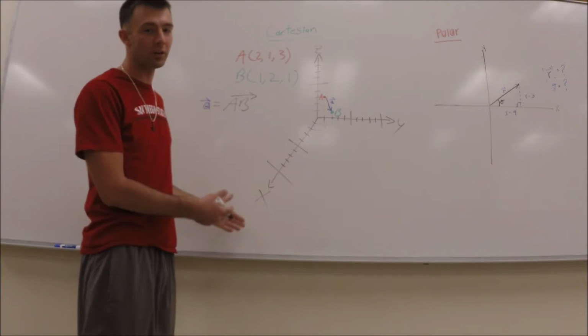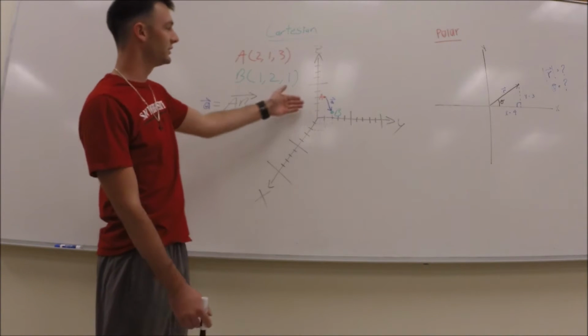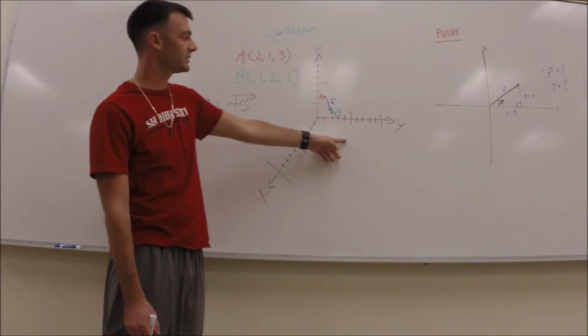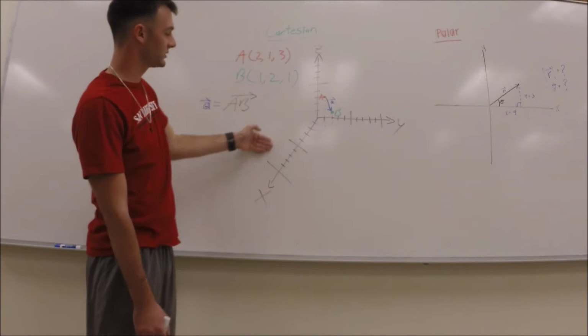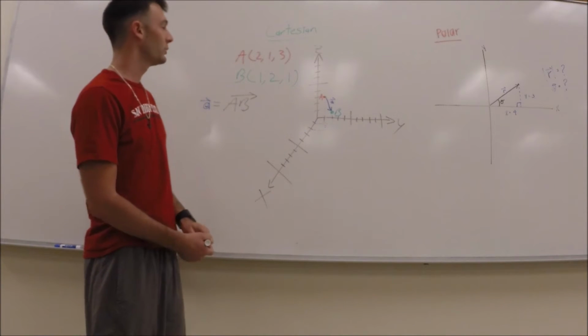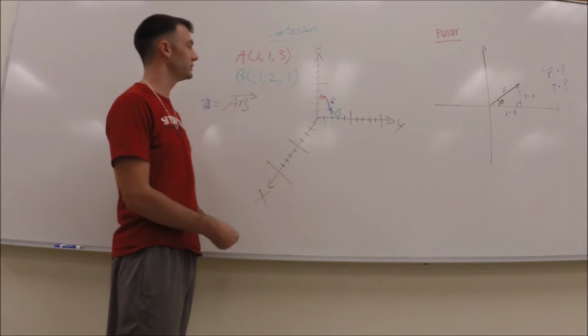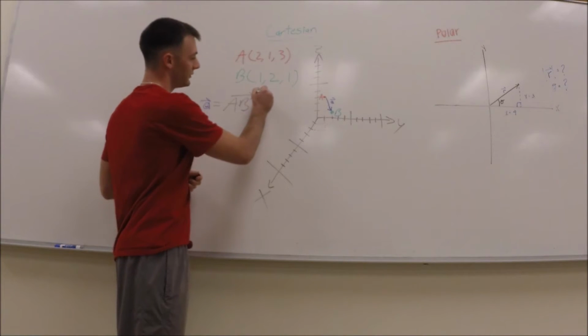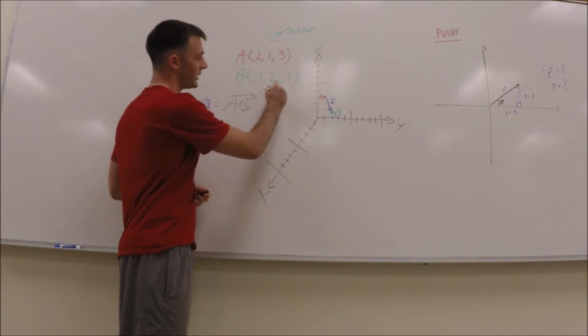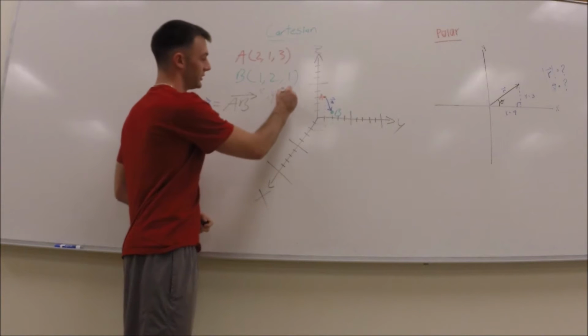In order to draw a three-dimensional Cartesian plane, the z-axis goes up, the y-axis goes to the right, and the x-axis comes down and to the left. When plotting points in three dimensions, you start with the x value, the y value, and then the z value.